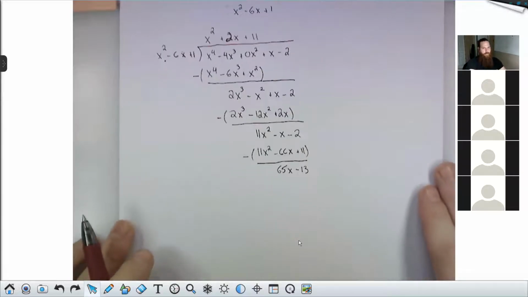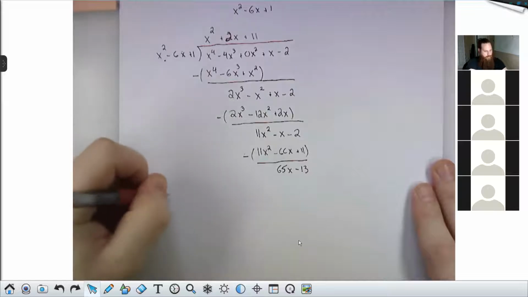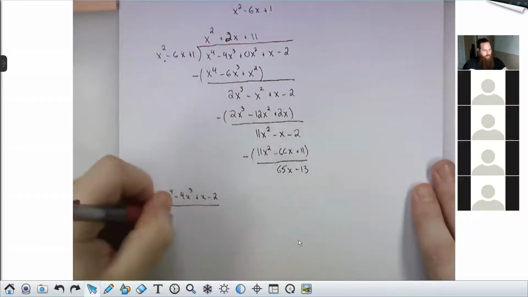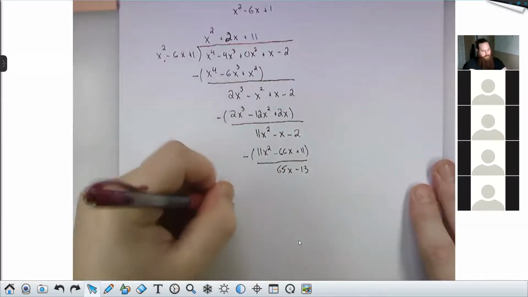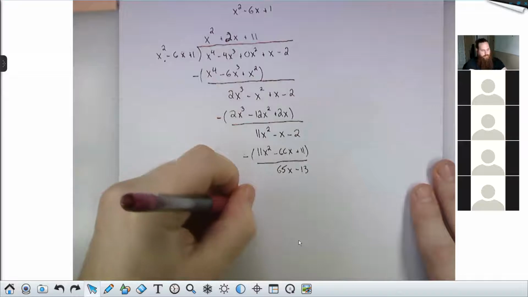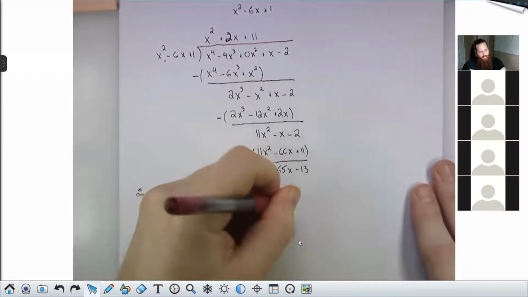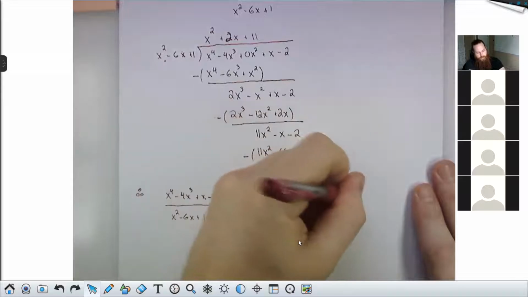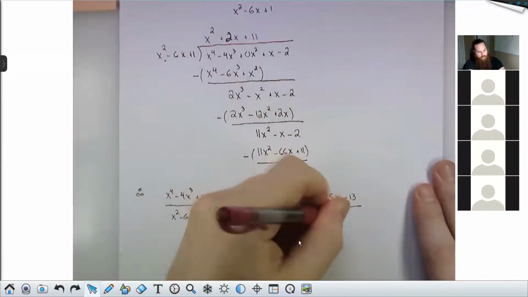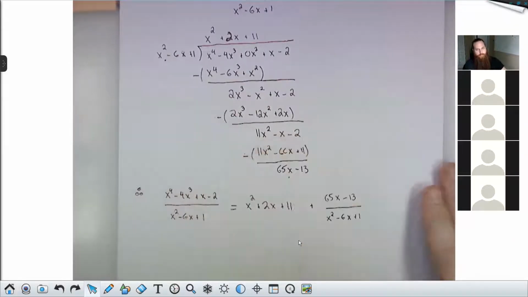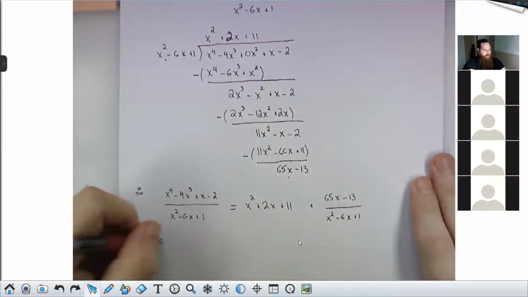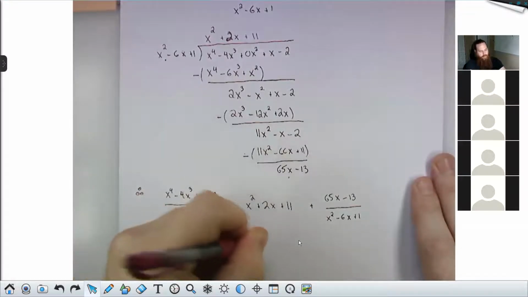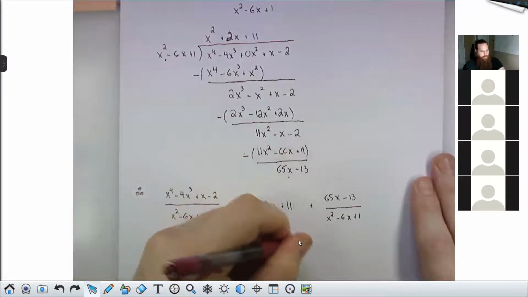And all of this work has shown that x to the 4 minus 4x cubed plus x minus 2, divided by x squared minus 6x plus 1, is equal to this quotient, x squared plus 2x plus 11, plus this remainder over this divisor. In other words, q of x is x squared plus 2x plus 11, and r of x is 65x minus 13.